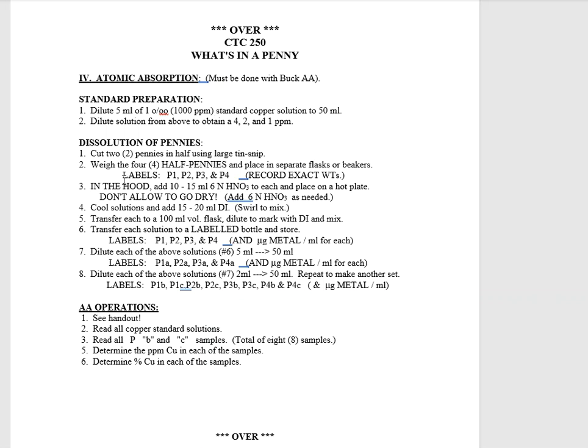In the hood, add 10 to 15 mils of 6-normal nitric acid to each and put it on a hot plate. Do not allow the solutions to go dry. You're going to have to add more nitric if you need it.